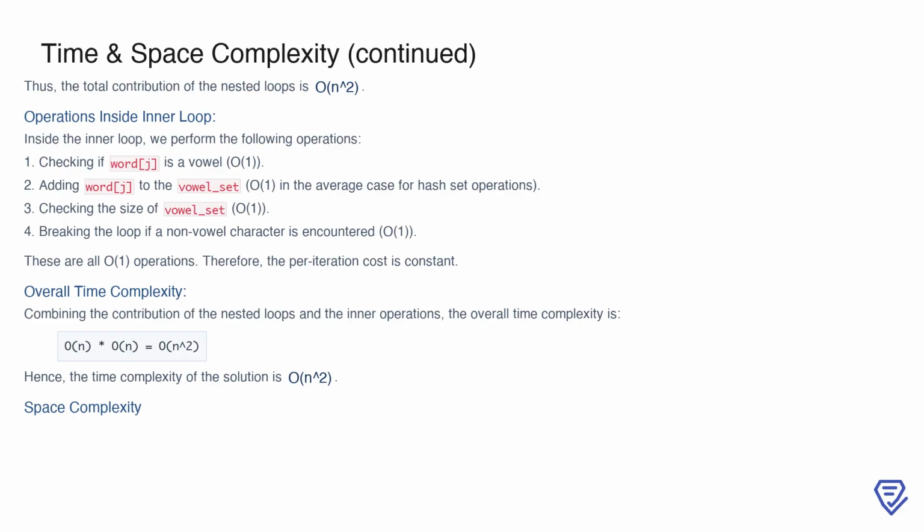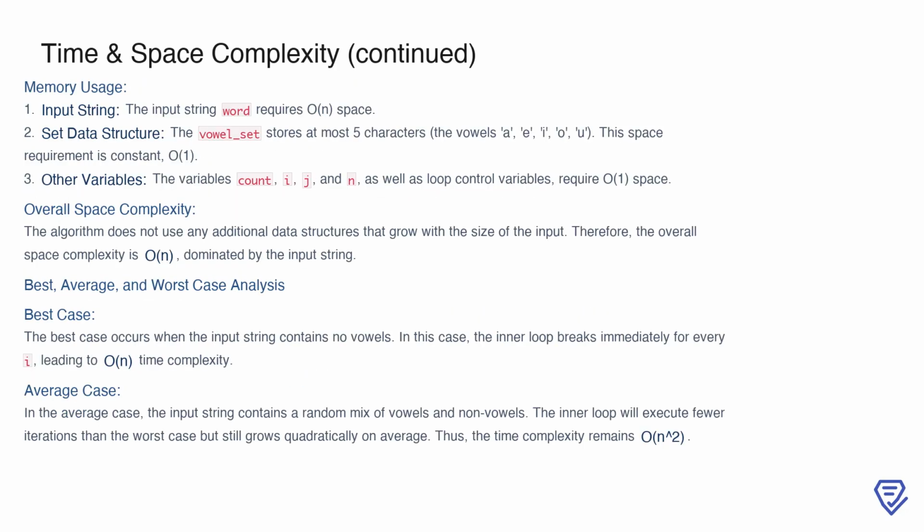Now, shifting our focus to space complexity, we analyze the memory usage of the algorithm. The main contributor to memory usage is the input string, which requires O(n) space to store. Beyond this, the vowel_set data structure, which holds at most 5 characters representing the vowels, uses a constant amount of space, or O(1). Other variables like count, i, j, and loop controls also require constant space. Since no additional data structures grow with the size of the input, the overall space complexity is O(n), dominated by the space needed for the input string.